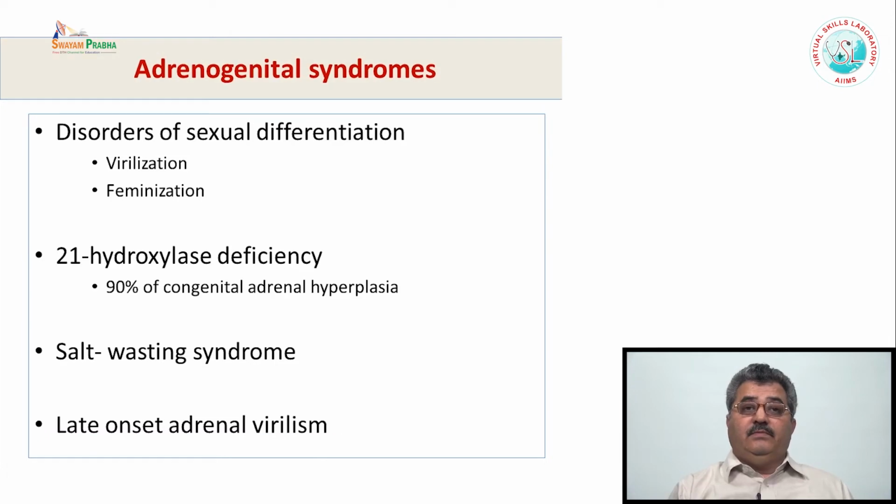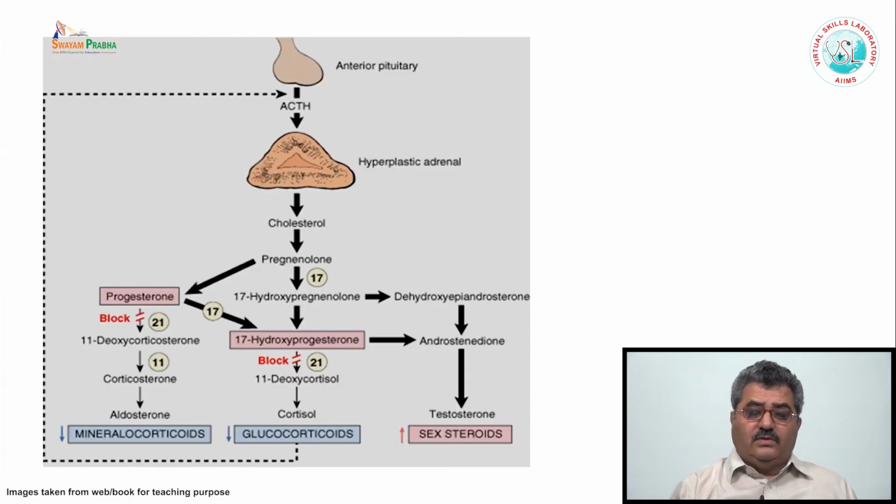There may be hyperfunctioning of the reticulata, that is some defects with excess of the sex hormones, which causes either virilization or feminization, and different causes have been implicated, and most of them are enzyme defects, which lead to either mineralocorticoid, glucocorticoid, or sex steroid excess.